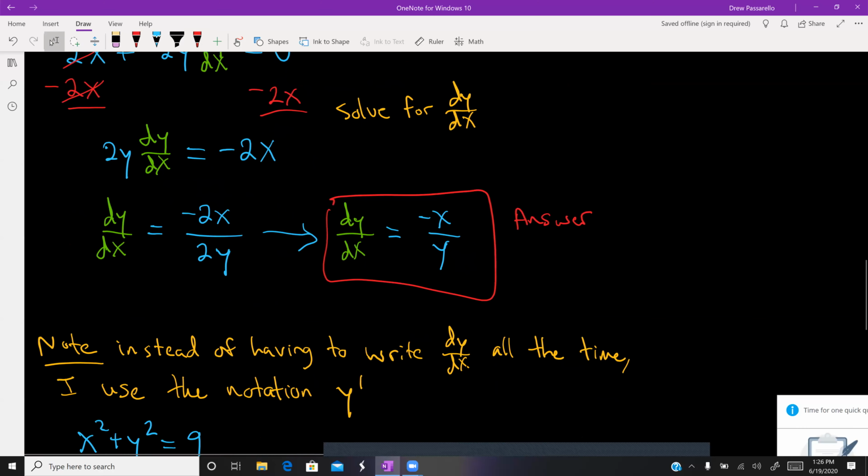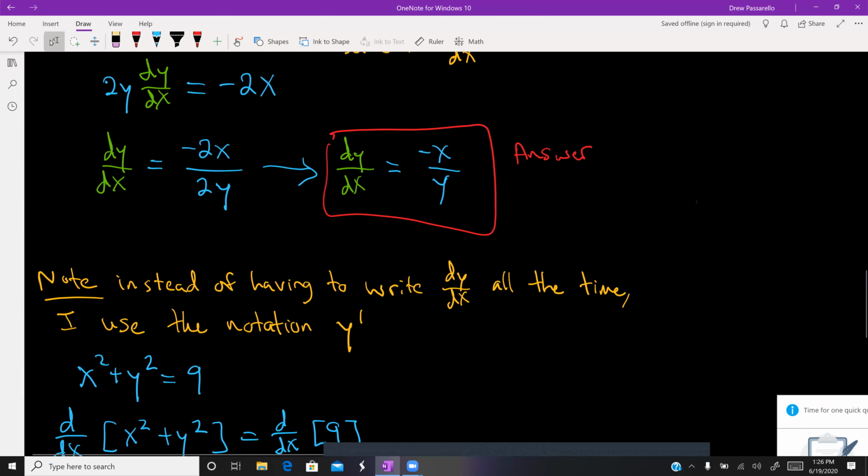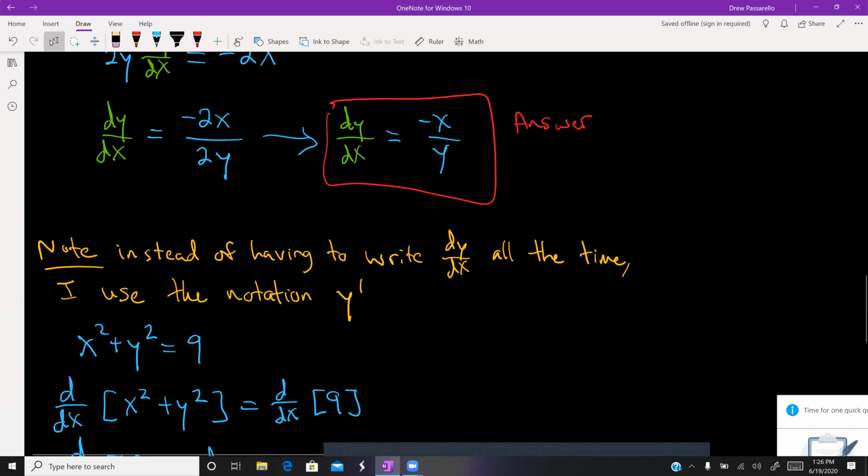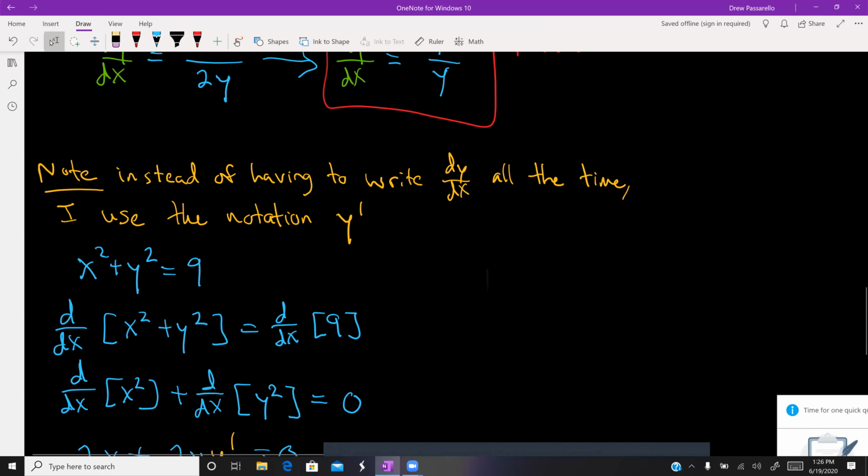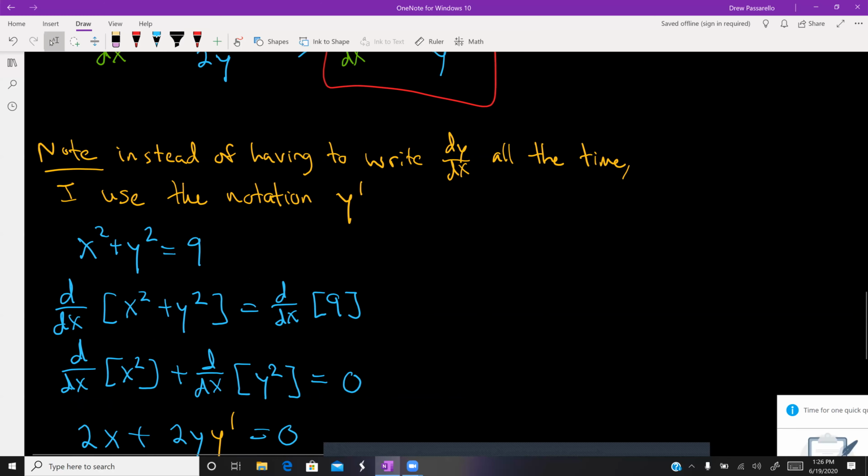Instead of using dy/dx all the time, I'm going to use the notation y prime. So I'll recap the same problem, just using the new notation. The first step, take the derivative with respect to x of both sides. That's the first thing I do. In that process, I take the derivative of x squared and the derivative of y squared, so I just put the operator on each term. The derivative of 9 is 0 because that's a constant.